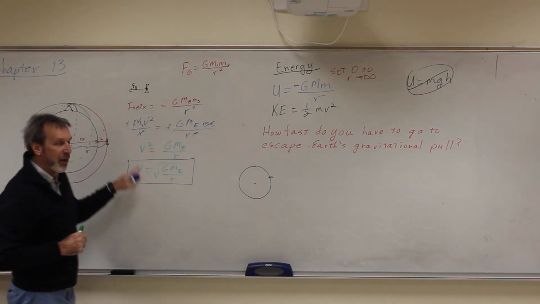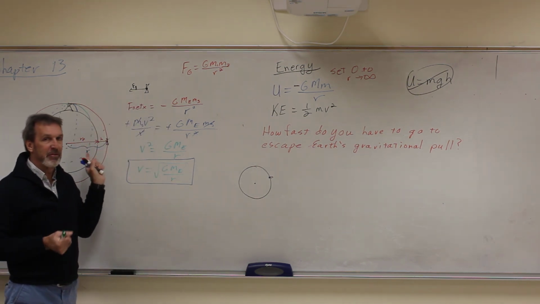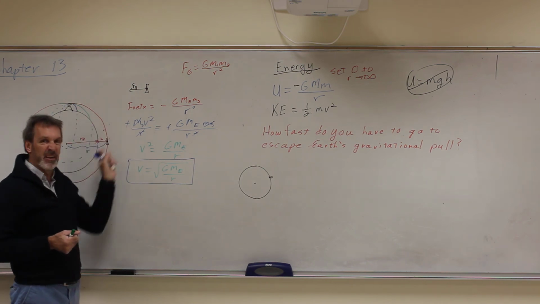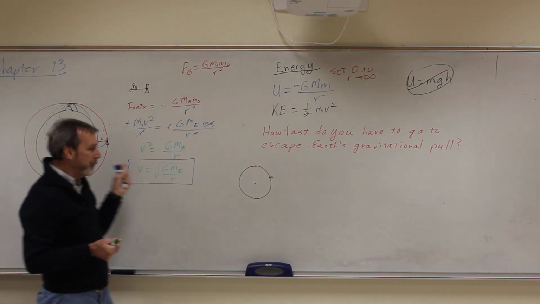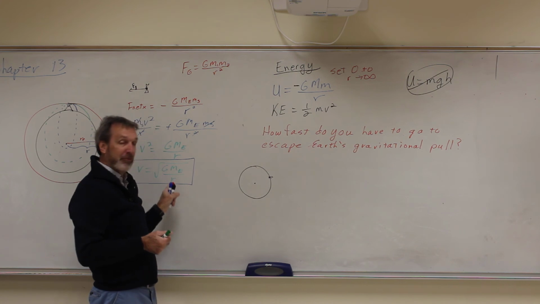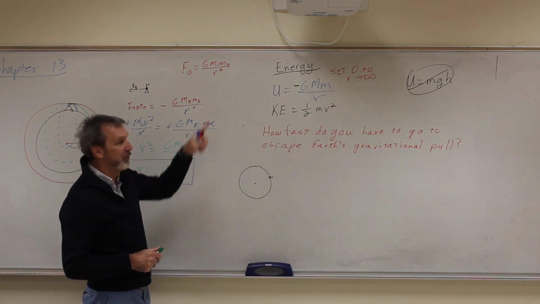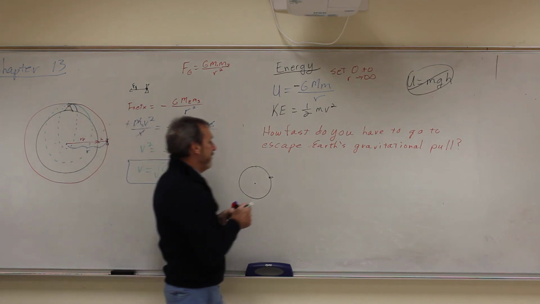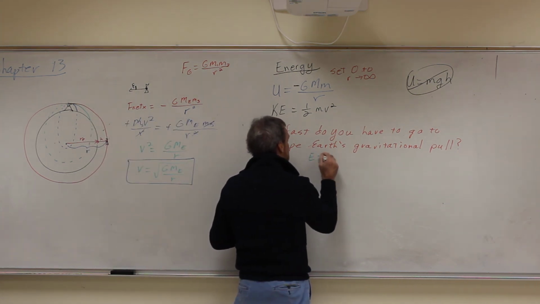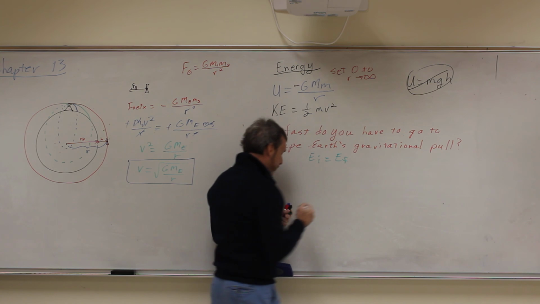Remember, we have to get up to this velocity to get in a circular orbit, but we still haven't escaped Earth's gravitational pull. We're still stuck in this circular orbit. To escape completely, you have to go faster than this to get away from the pull of gravity altogether. We're going to do that with energy. All right, so we're going to say energy initial is equal to energy final.